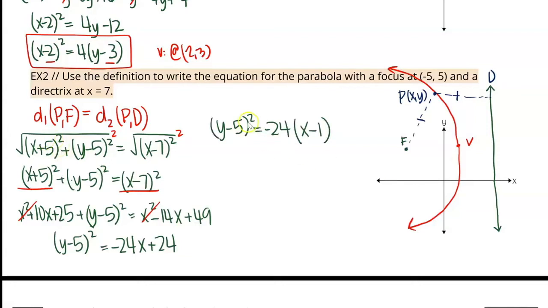Okay. So, two things to look at here. My vertex is going to be at the point (1, 5). And hopefully that makes sense to be halfway between the focus and the directrix. It's 6 units from each. And this negative sign means my parabola opens towards the negative side. Okay, if this were a positive 24, the parabola would open to the right. Okay, so this is going to give us a couple of pieces.